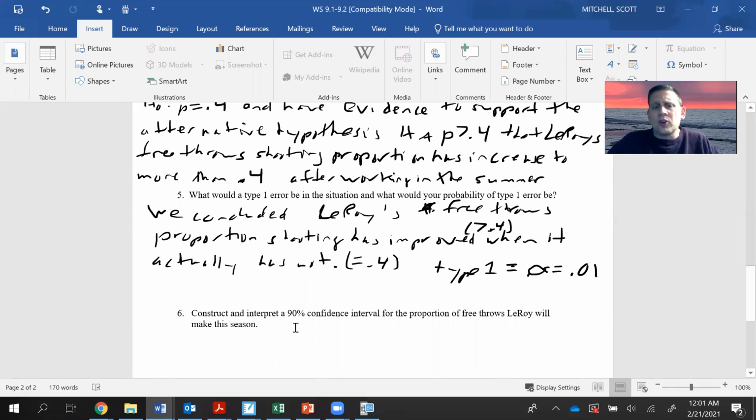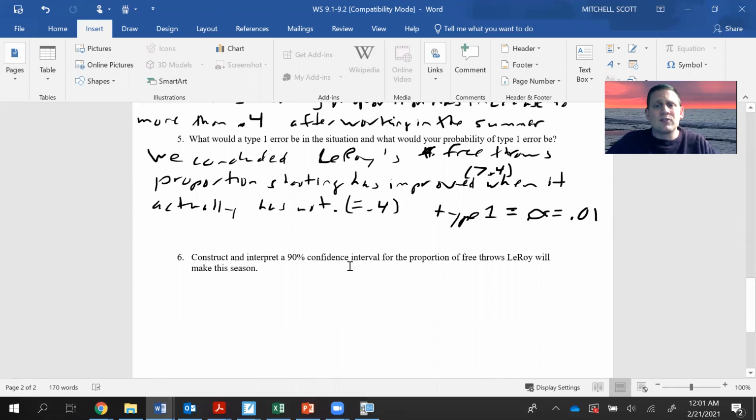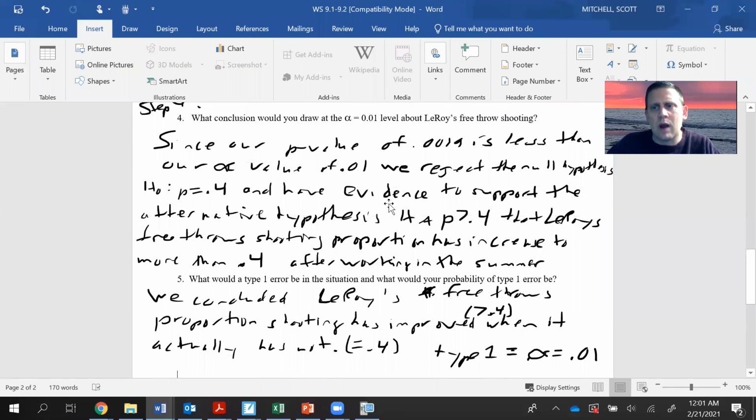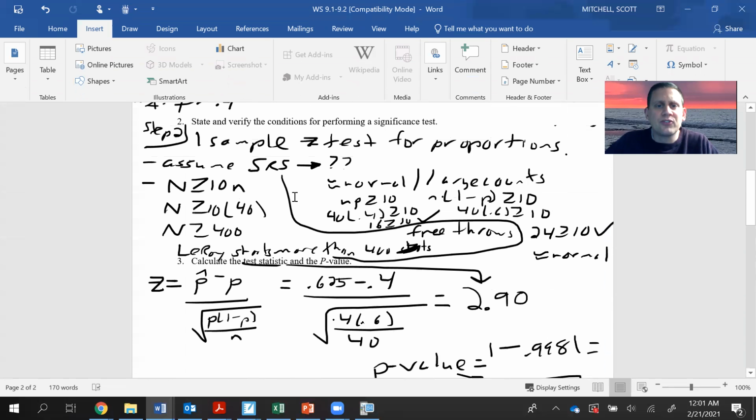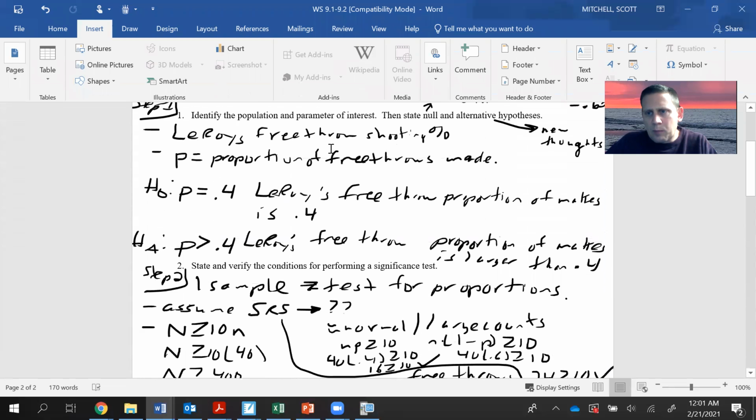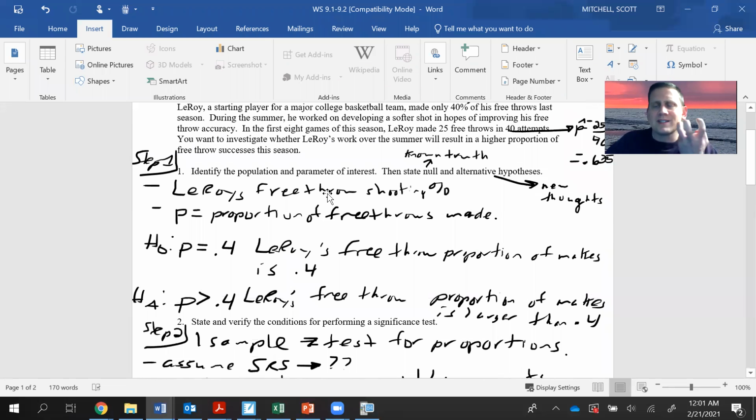So we could also construct and interpret a 90% confidence interval for the proportion of free throws Leroy will make this season. And then we can use that to work with hypotheses. We're going to work on that at a later time. I don't want to do that right here at this moment. I just want us to try to wrap our heads around what hypothesis testing is, the 4-step process, and then trying to make right decisions using correct terminology. Let me know if you have any questions. We're going to take a look at a lot of this stuff in class and work on these types of things.